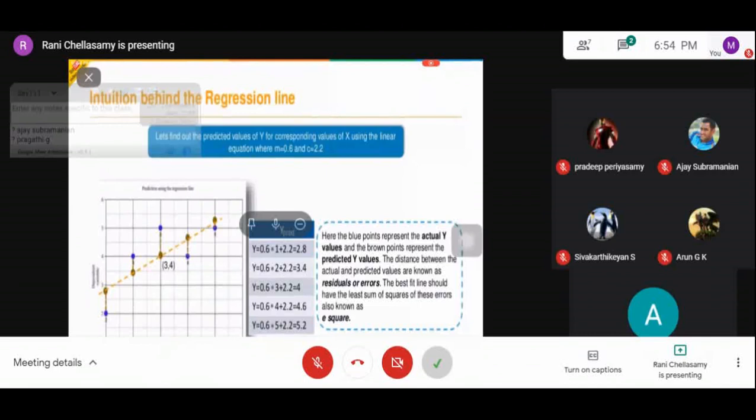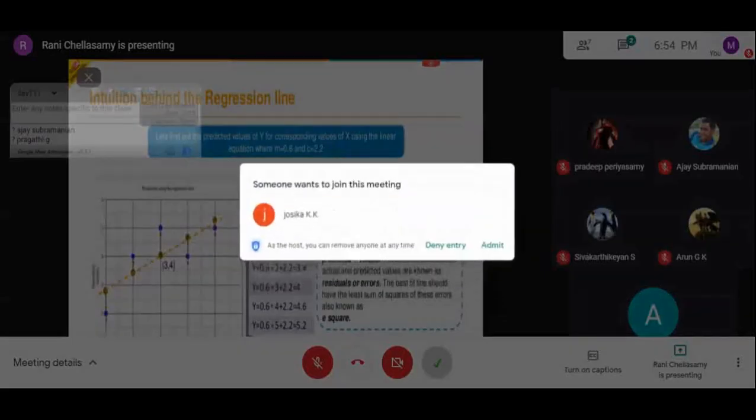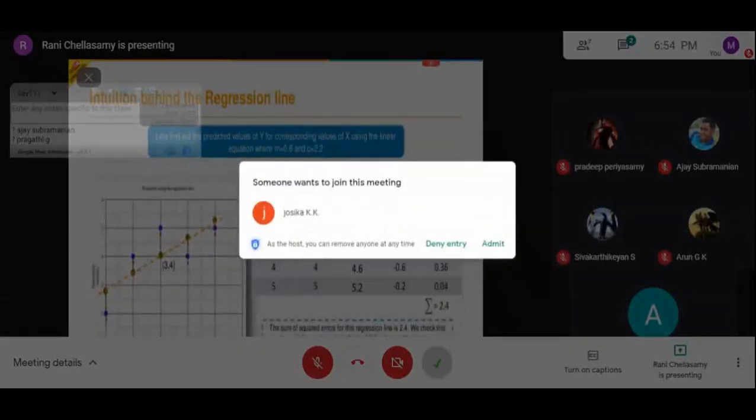And that is how far we have to draw this regression line. The best fit line should have the least sum of squares of these errors. So we are getting 2.4 as the least square value. So the sum of the squared errors for this regression line is 2.4.